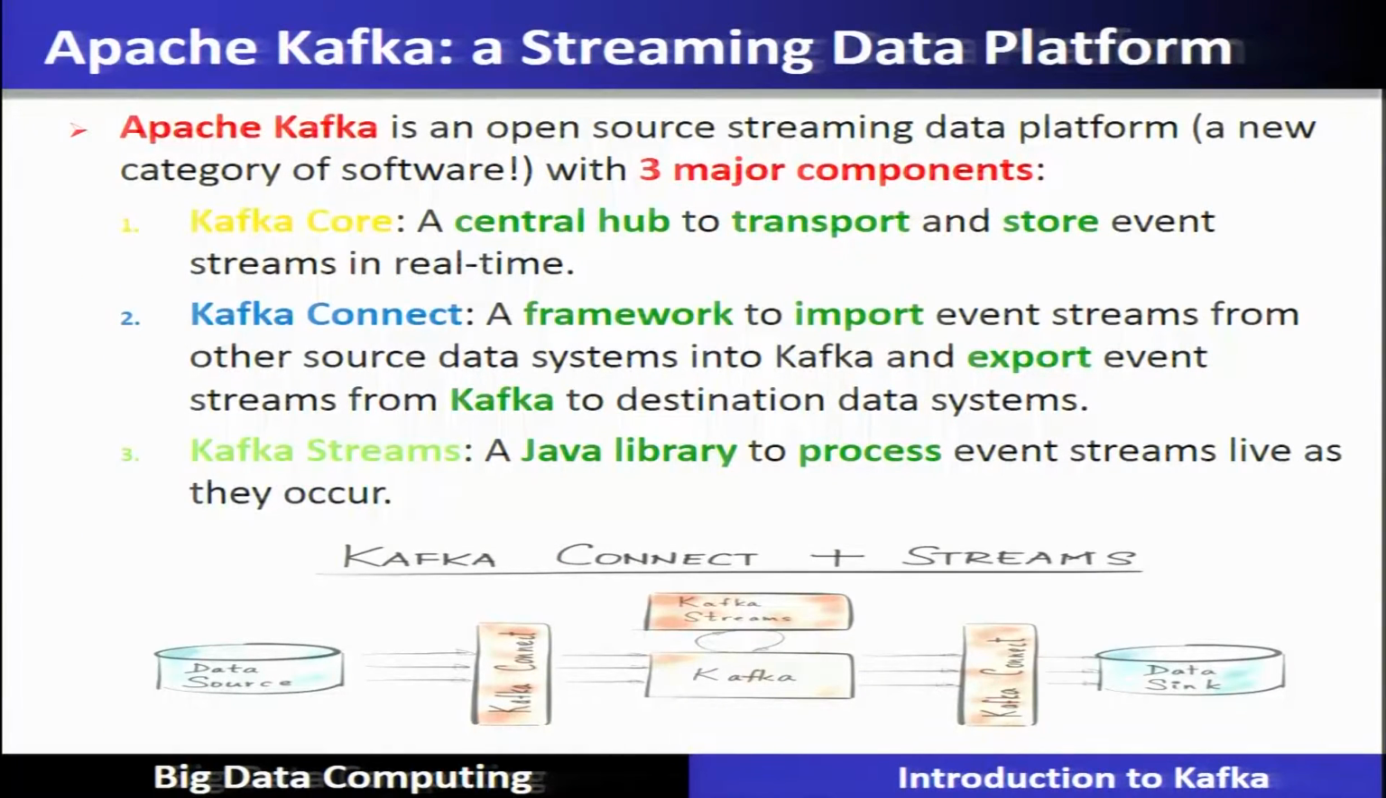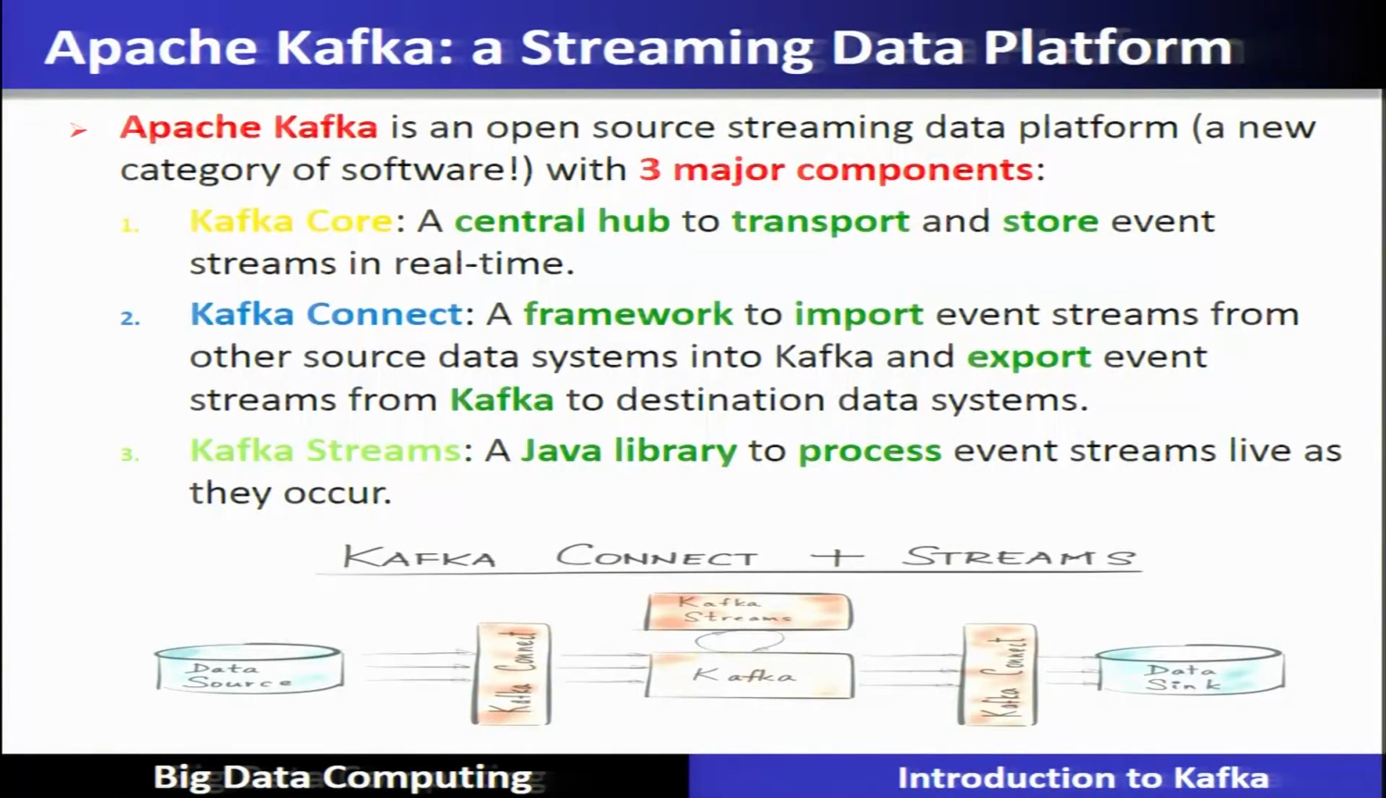Again, in a nutshell, let us see how the streaming data platform is supported in Kafka. Apache Kafka is an open source streaming data platform, and it is supported with three major components. Kafka Core is a central hub to transport and store the event streams in real time. Kafka Connect is the framework to import event streams from other sources into Kafka and export event streams from Kafka to the destination data systems.